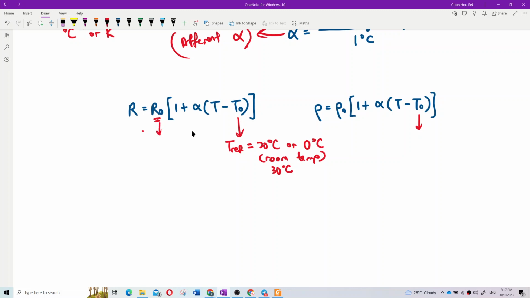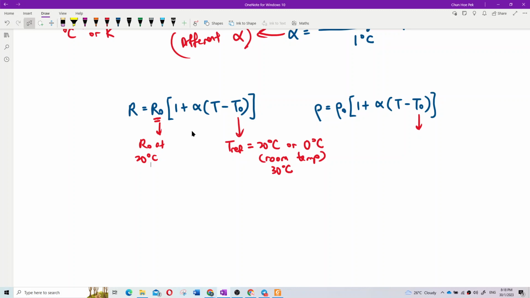R naught is the resistance at T naught. That means at this temperature. Hold on a second. My kids are shouting over there. Need to tell them something.